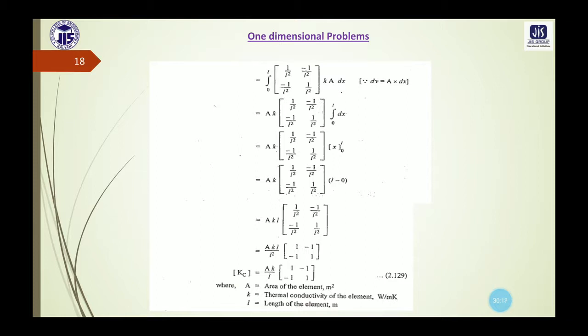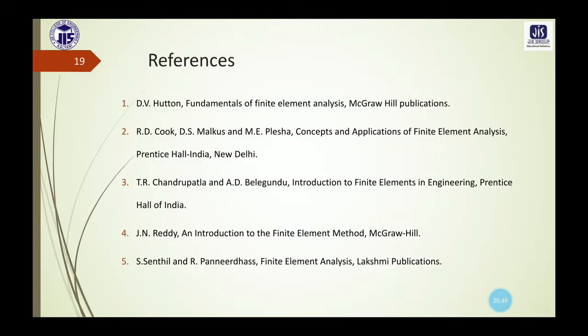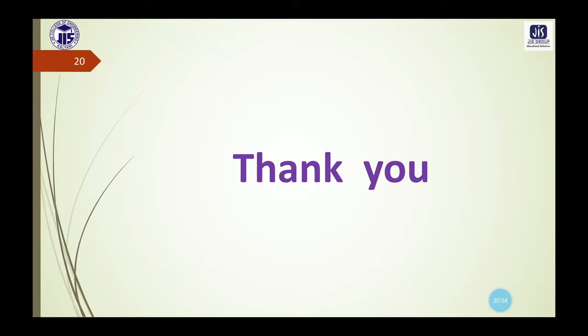Next we need to perform the integration, that is the integration from 0 to L of dx, and finally after several steps we get the Kc matrix as AK by L multiplied by the symmetric matrix of 1, minus 1, minus 1, 1, which is equation number 2.129. In this matrix, A is the area of the element, which is in meter square, K is the thermal conductivity of the element, which is in watt per meter Kelvin, and L is the length of the element, which is in meter.